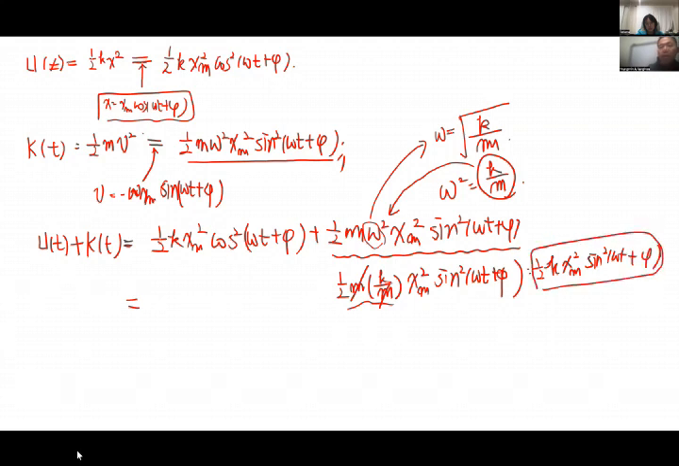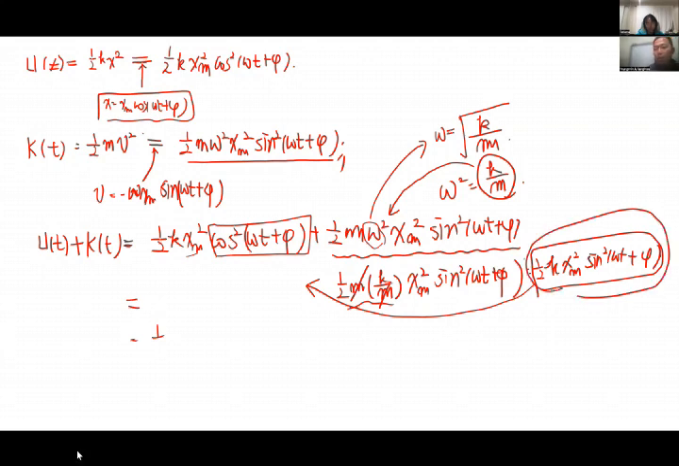Now let's take a look at how that changed the formula of the energy term. So now the first term is 1/2 k xm squared cosine squared, and the second term is 1/2 k xm squared sine squared (omega t plus pi). So the first term and second term both have 1/2 k xm squared. So you can take them out of the bracket, and put the cosine and sine functions together in the bracket, because they are the only difference between the first term and the second term.